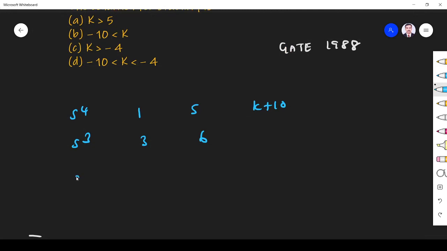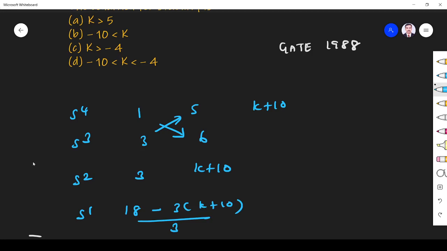I have to find s square. S square means this multiplied by this. So 3 into 5, 15, 15 minus 6, 9, divided by 3. 9 by 3 is 3. So I can write it is 3. Next I multiply this with this, 3 into k plus 10 divided by 3, k plus 10. Then s power 1 coefficient, how can we find: 3 into 6, 18 minus 3 into k plus 10, divided by 3.